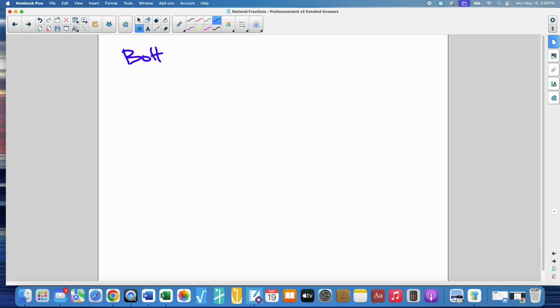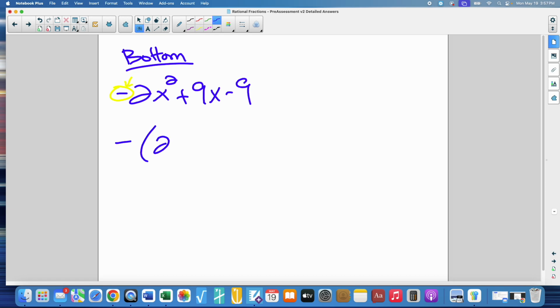Let's factor the bottom. So we're going to look at the bottom. And the bottom of number 2 says negative 2x squared plus 9x minus 9. So first question, is it in standard form? Yes. Is there a common factor? No common factor. However, my first term is negative, so I have to factor out a negative. And that produces 2x squared minus 9x plus 9.